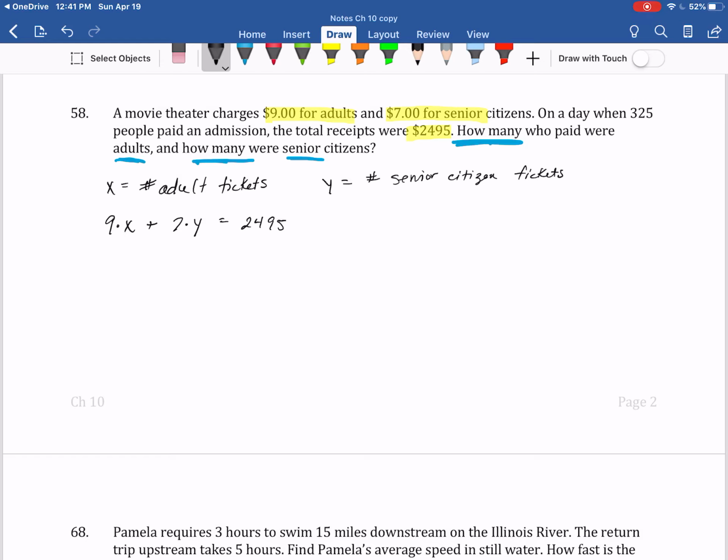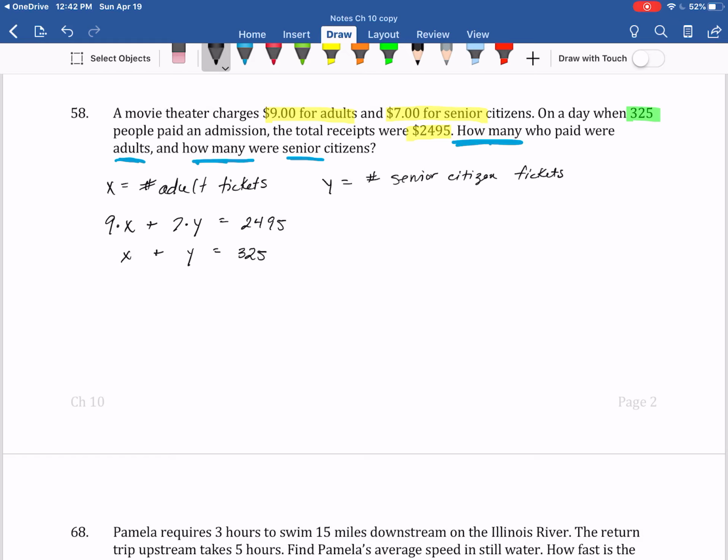The next equation is going to deal with how many tickets were sold. Okay, how many tickets were sold? And that is told to you right there. 325 people paid admission. And there's only two types of people that we're referring to in this example. We've got the adults and we've got the senior citizens. So the number of adults who bought a ticket plus the number of senior citizens who bought a ticket adds up to 325 total people that day.